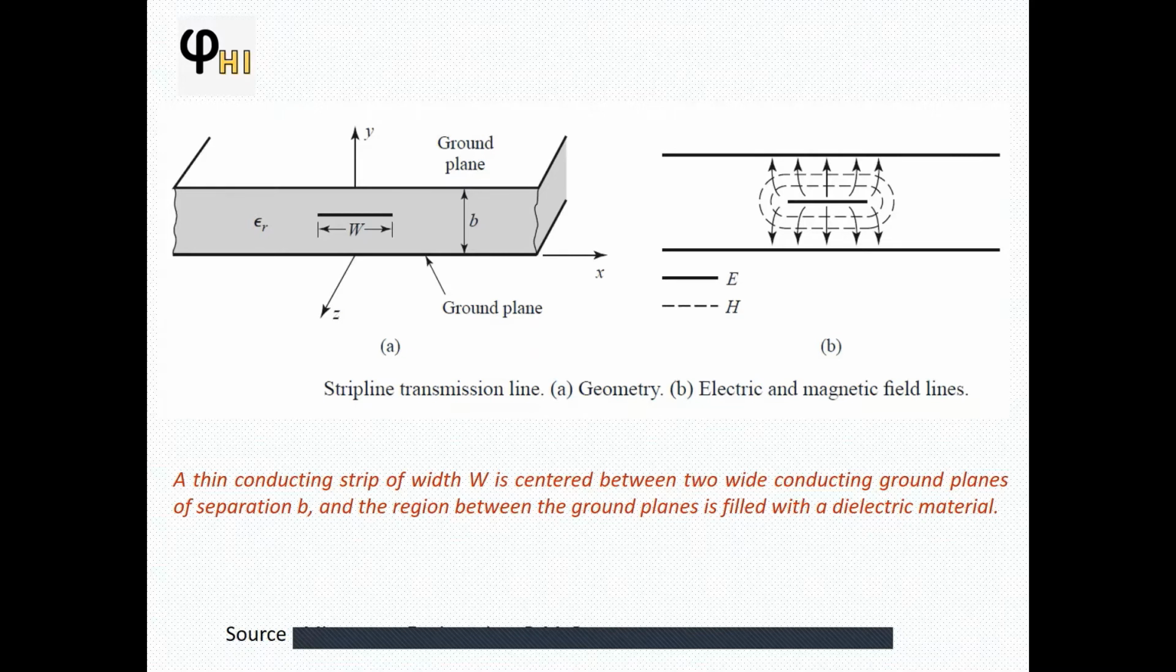In figure B, you can see that the regular line is representing the electric field and the dashed line is representing the magnetic field around the strip line. So we can say a thin conducting strip of width W is centered between two wide conducting ground planes of separation B, and the region between the ground planes is filled with the dielectric material.